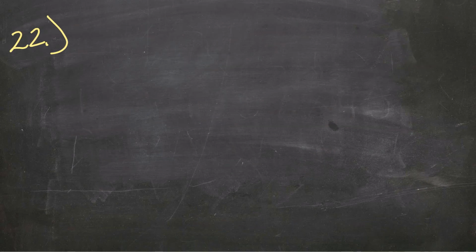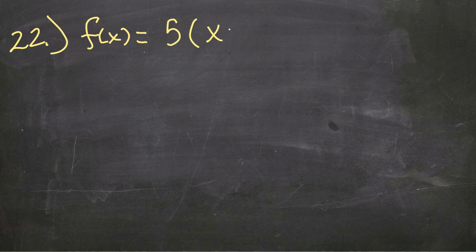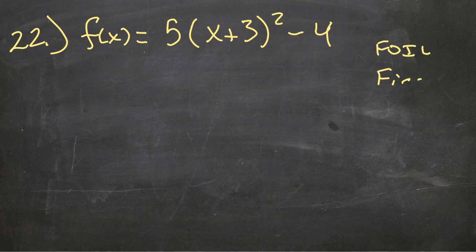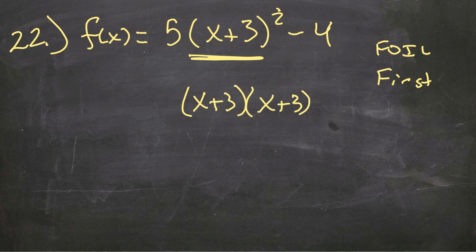Alright, 22. Last one. We get f of x equals 5 times the quantity x plus 3 squared minus 4. Remember, you have to FOIL first, and you can't FOIL unless you have two sets of parentheses. So I have to take this and write it twice. It's going to become x plus 3 and x plus 3 because that's what the little 2 does. The little 2 means you can write it twice.